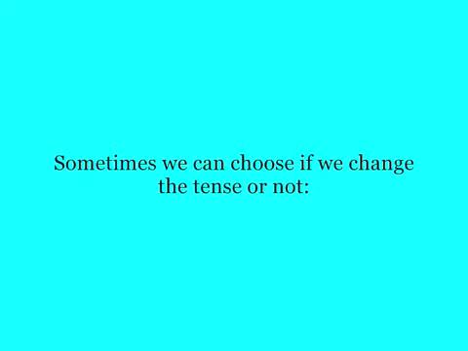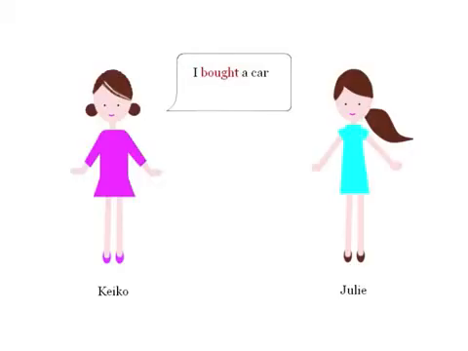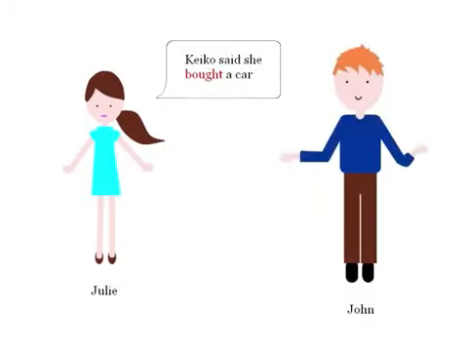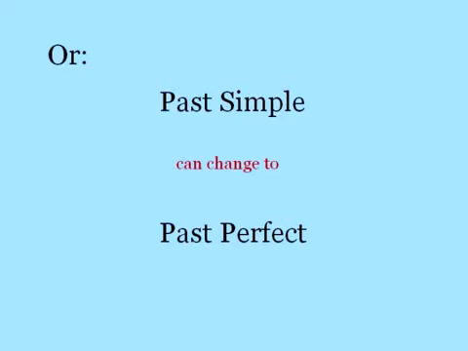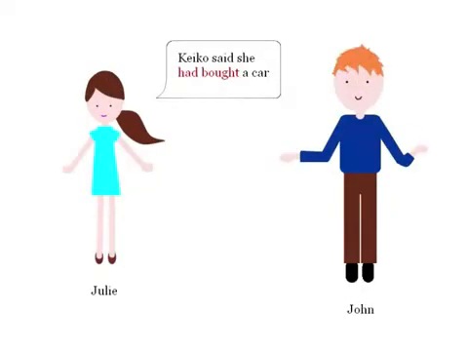Sometimes we can choose if we change the tense or not. The past simple can stay past simple. For example, I bought a car. Keiko said she bought a car. Or, the past simple can change to the past perfect. For example, I bought a car. Keiko said she had bought a car.